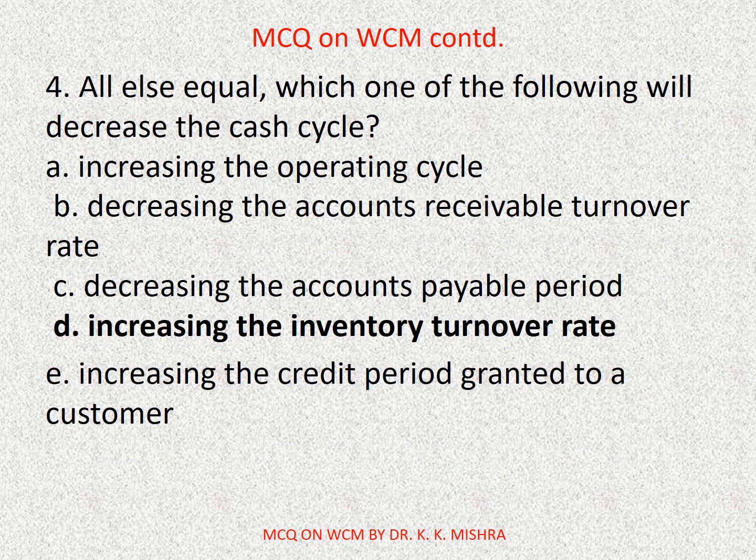Now, question number 4. All else equal, which one of the following will decrease the cash cycle? Options are A. Increasing the operating cycle, B. Decreasing the accounts receivable turnover rate, C. Decreasing the accounts receivable period, D. Increasing the inventory turnover rate, E. Increasing the credit period granted to a customer. Correct option is D. Increasing the inventory turnover rate.